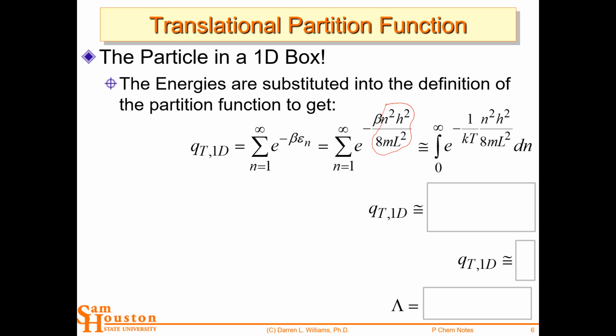And so we can do the integral. I went ahead and got rid of the beta and put 1 over kT. So that's the equation. And if we integrate that over all n, over the quantum number, then we end up with this result. I went ahead and pulled L out because we had this front piece, which is going to have the units of length.